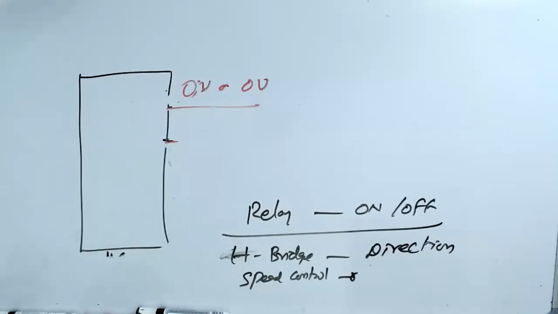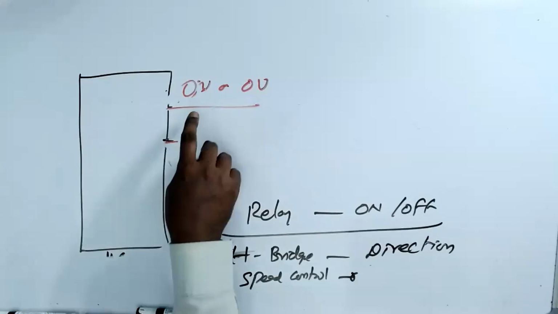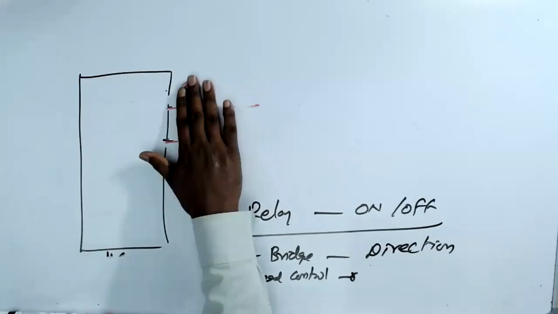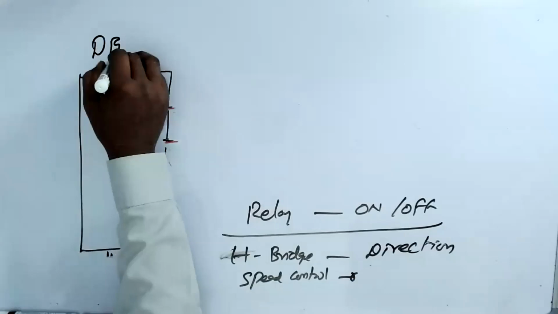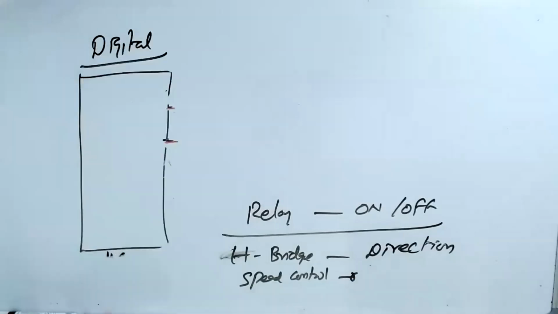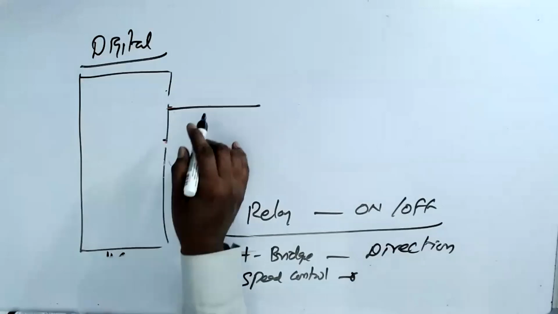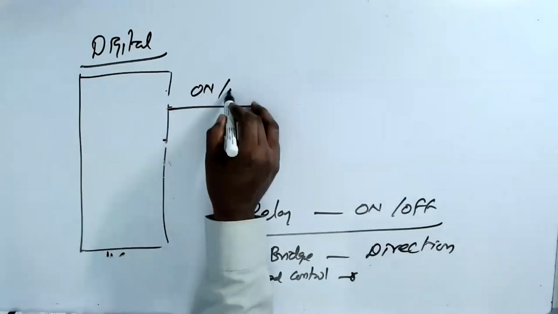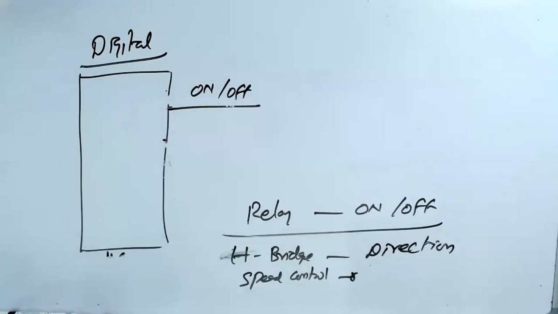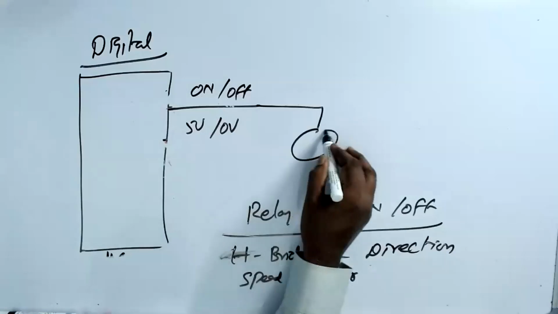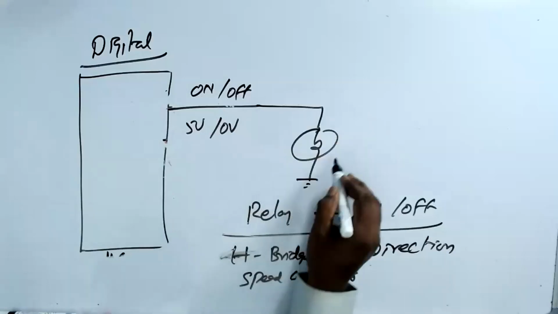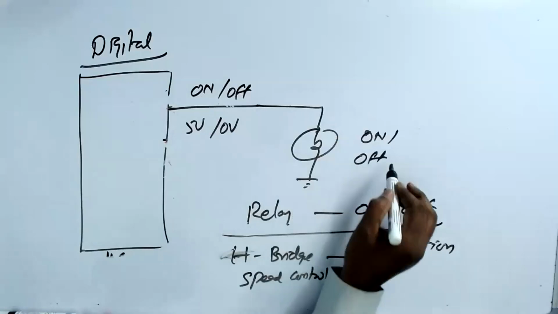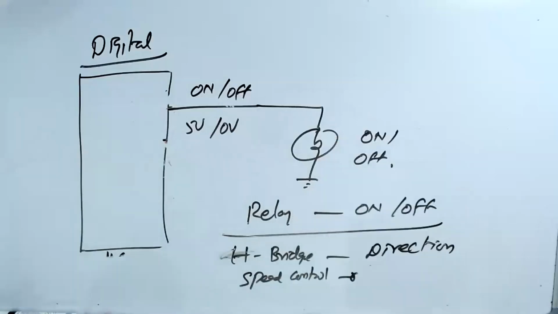I give here 0 volt or 5 volt only. We are using digital. The digital, I have a pin. In the pin, I can make it on or off only. I give 5 volt or 0 volt. In that case, if I connect the bulb here, the bulb will be on or off. But how do I control the speed? If you understand that, you will do very well. Okay, that we will discuss in the next class.